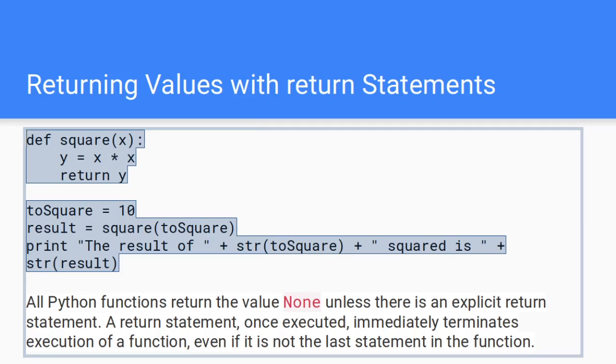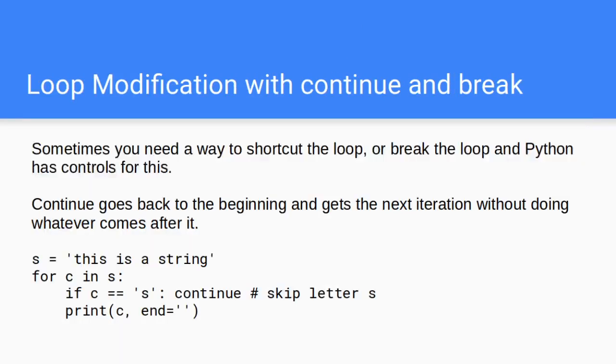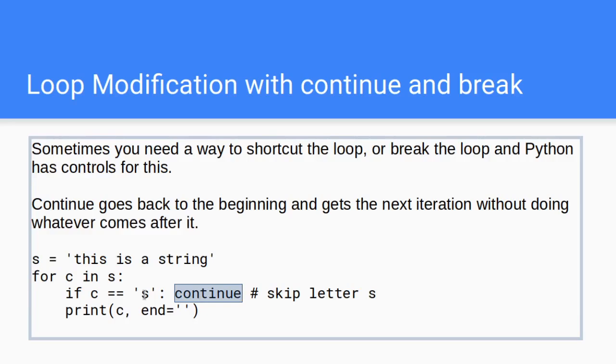So moving on. Sometimes you need a way to shortcut the loop or break out. You can do that with the continue. So we say S is a string, and a string is a sequence. It is also iterable, so you can iterate through S. Say for C in S. This is the for loop syntax for iterating.